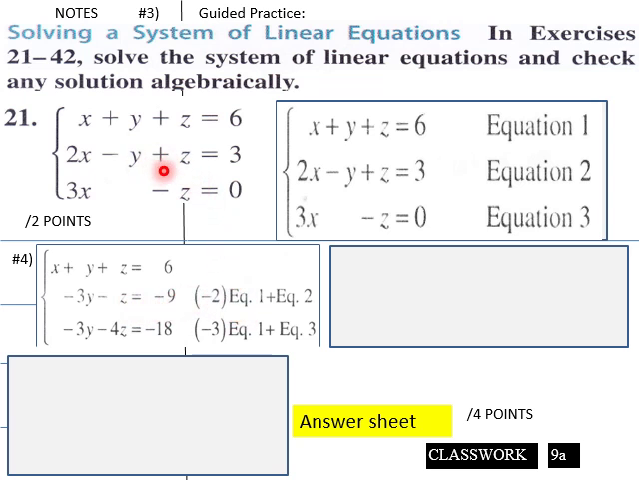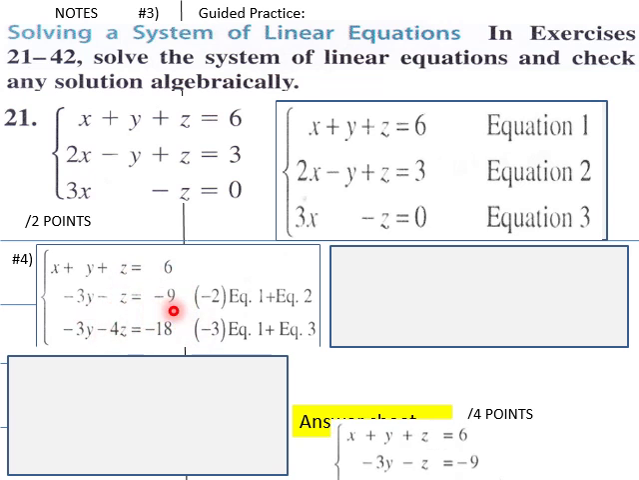We multiply equation 2 by negative 2. And then for here, we get negative 3 times equation 1 plus equation 3. So we multiply equation 1 by negative 3, and then we just add it to equation 3, or row 3, and we end up with this. So here's step 1.